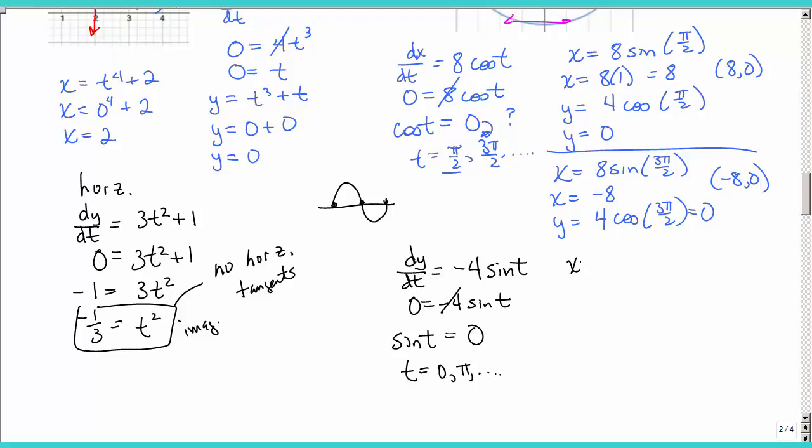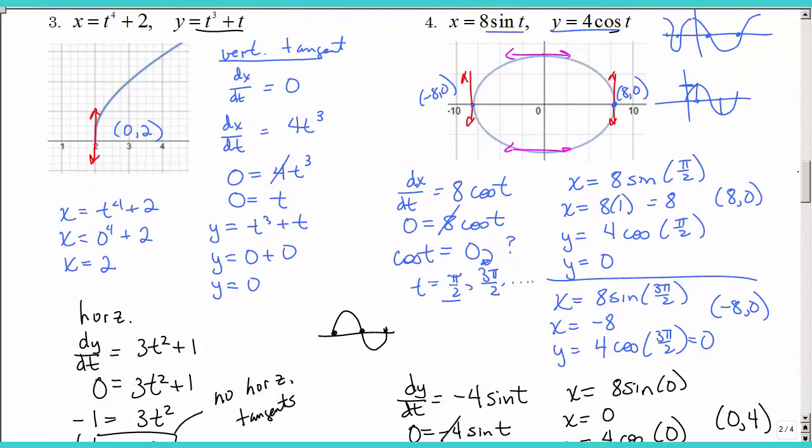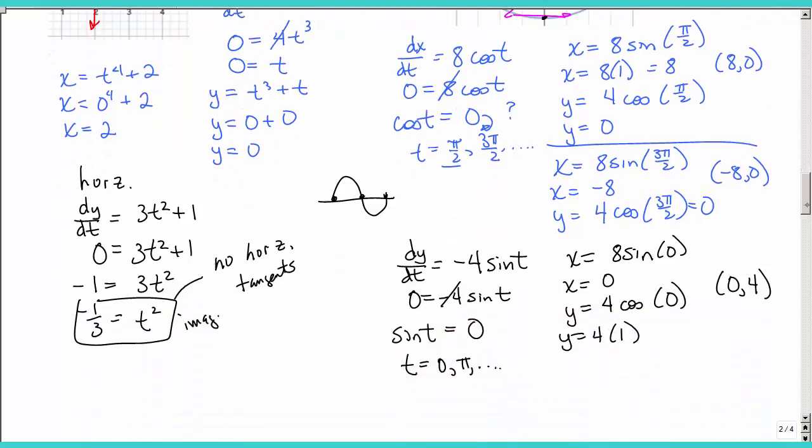Right? So we would have x equals 8 times the sine of 0, and the sine of 0 is 0. And we'd have y equals 4 times the cosine of 0, and the cosine of 0 is 1. So we have the ordered pair 0, 4. Well, 0, 4 is right there. Graph confirms.